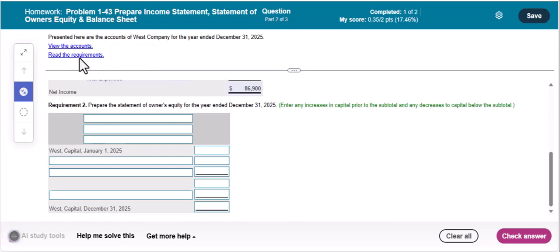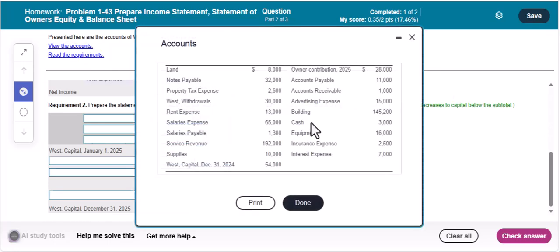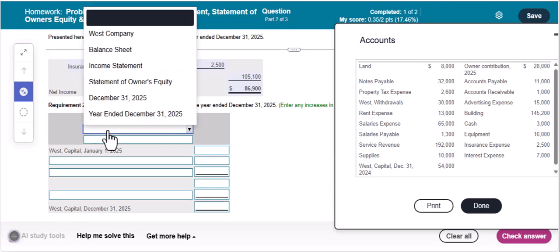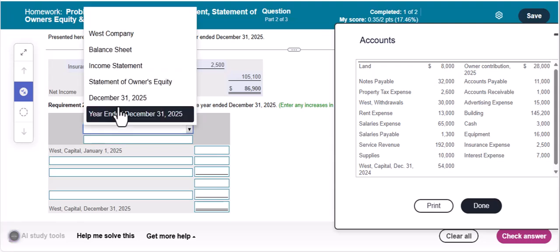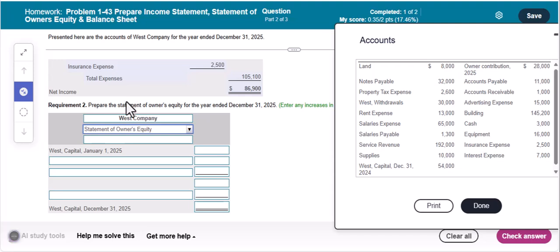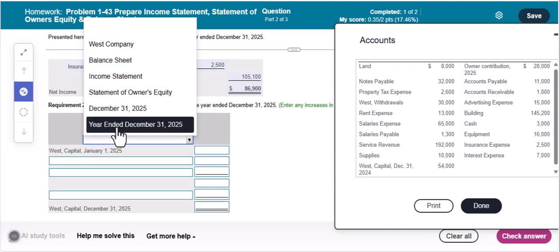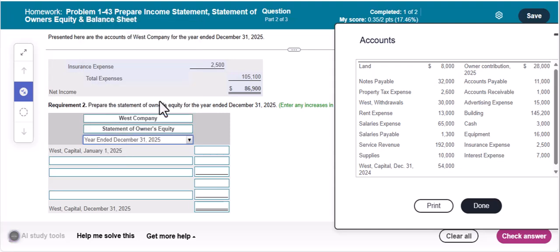So we're going to need to open up our accounts here to get our information. And as always, we're going to have our 3-line heading at the top of the statement here. So the first line is the name of the company, which is West Company. And then we have the statement that we're working on. So this one is the statement of owner's equity. And then we also have the date here. So this one is for the year ended December 31st, 2025 for a date.